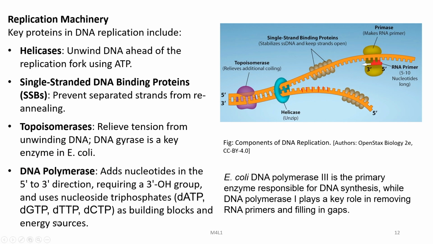So, here they add nucleotides in the 5' to 3' direction, which requires a 3' OH group and uses nucleoside triphosphates like dATP, dGTP, dTTP and dCTP as building blocks and the energy source. In E. coli, DNA polymerase III is the primary enzyme responsible for DNA synthesis, while DNA polymerase I plays a key role in removing RNA primers and filling in gaps. So, these are some of the important components of the DNA replication machinery.